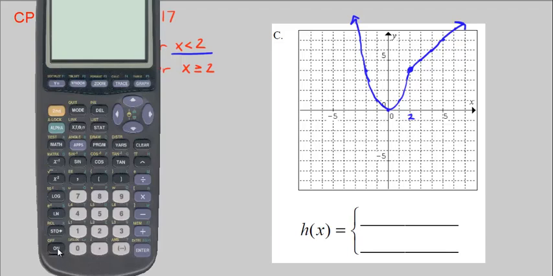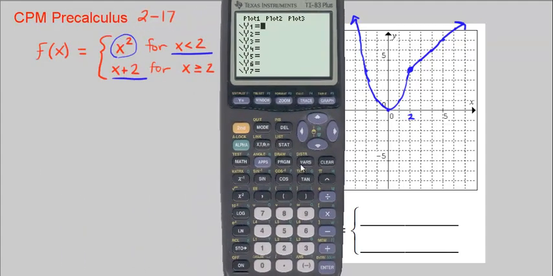So let's bring out our calculator. Go into y equals, clear anything that's there. To verify this, remember, we plot the first piece, which is x squared, in parentheses. Right next to that, I open a new parentheses and say x is less than 2. To get to less than, I go second math to get to the test menu. Less than is number 5, then 2. So that's the first piece, x squared, for x less than 2.